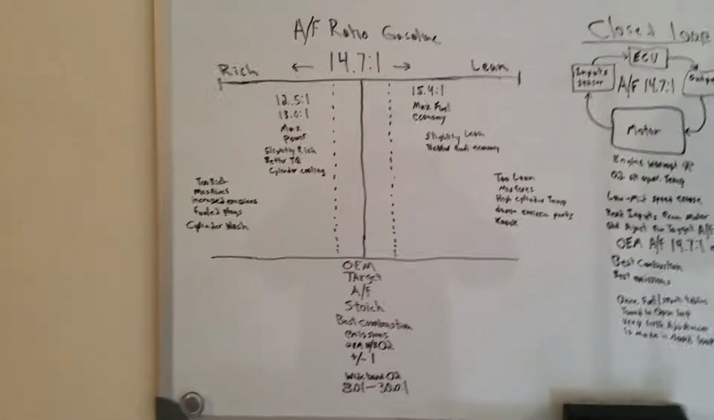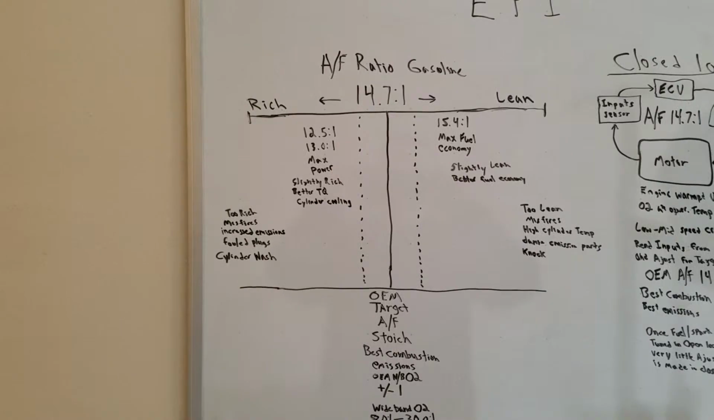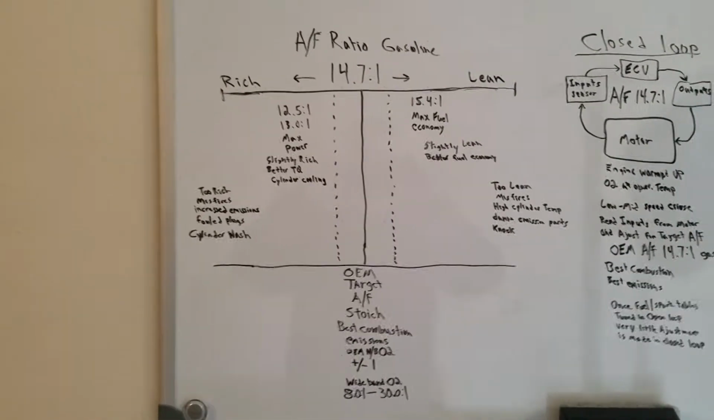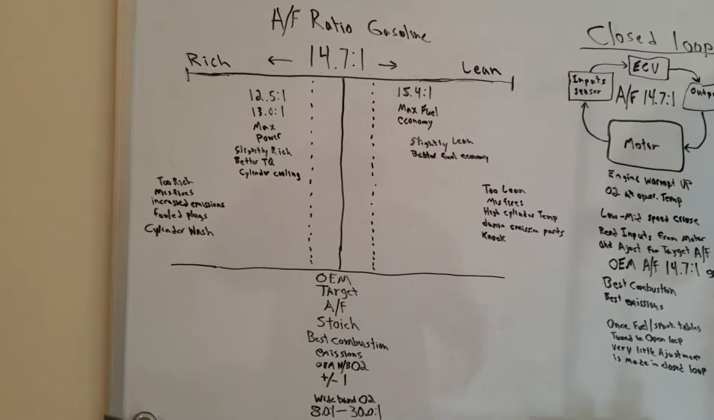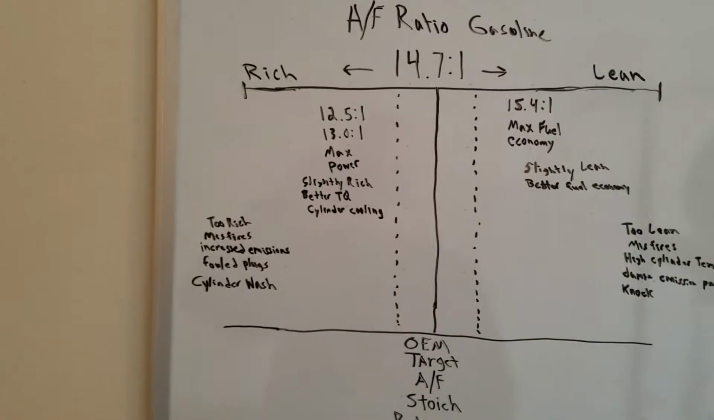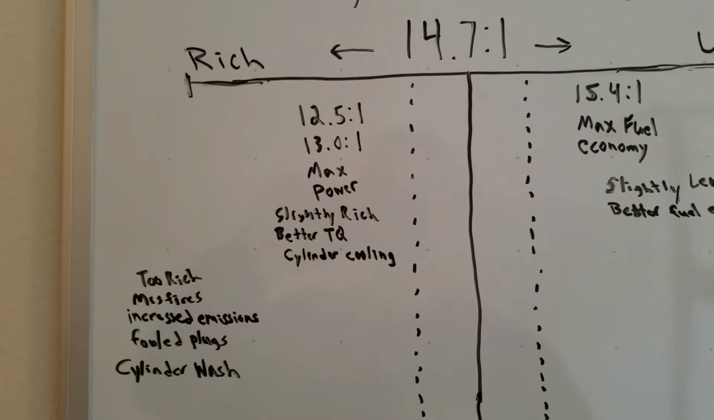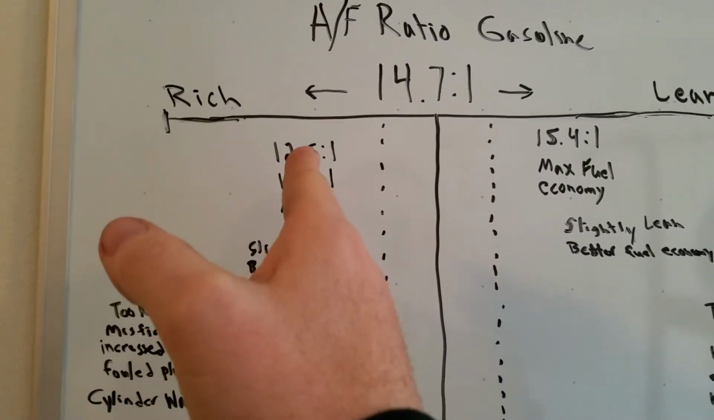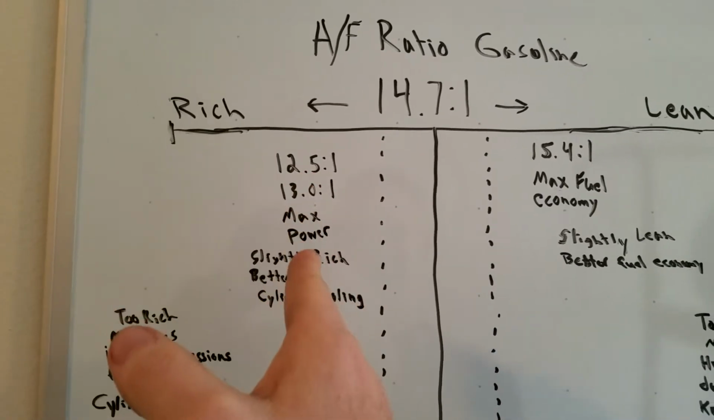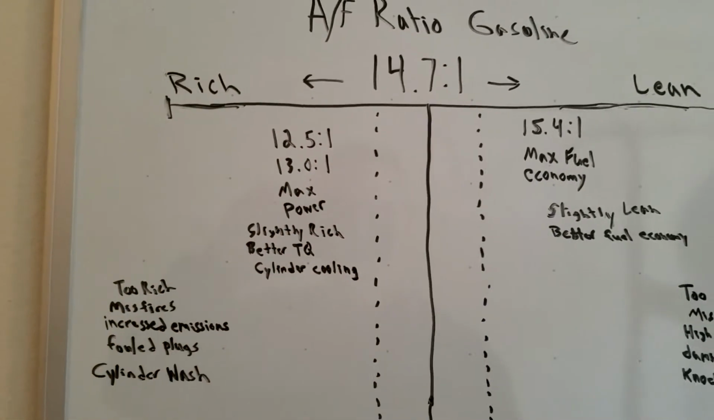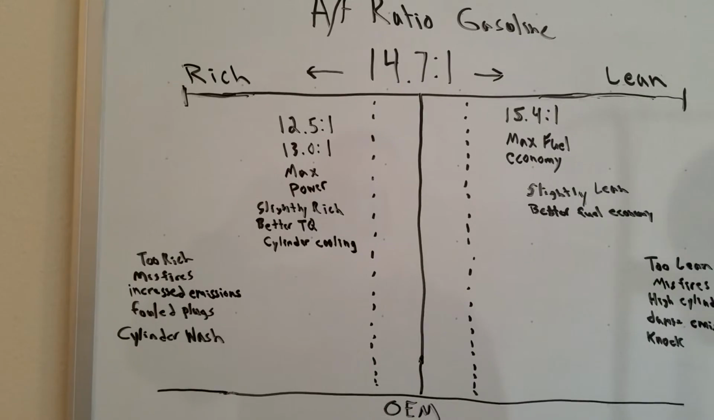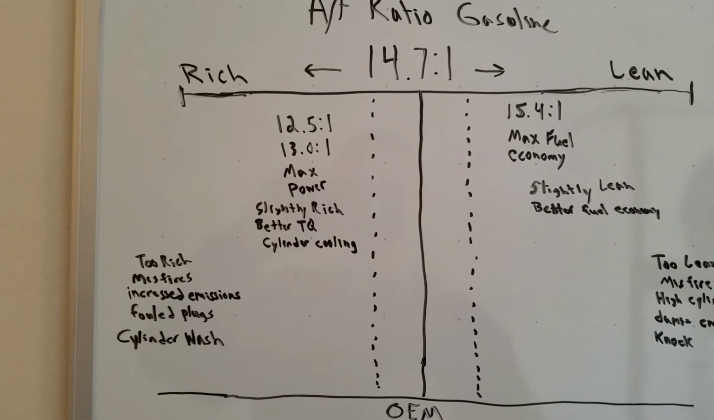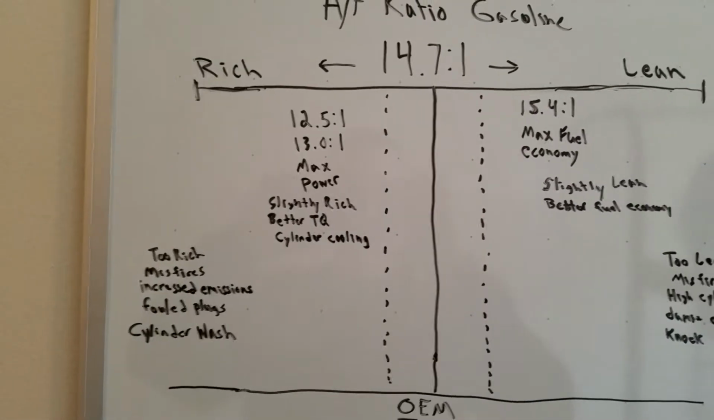But that's basically a general overview of air-fuel target ratios. So when we're on the dyno with the air-fuel ratio gauge hooked up and we're running wide open throttle, this is where generally our air-fuel wants to be, in this area here. And you can adjust the fuel and the ignition timing to balance that out and stay within that range.